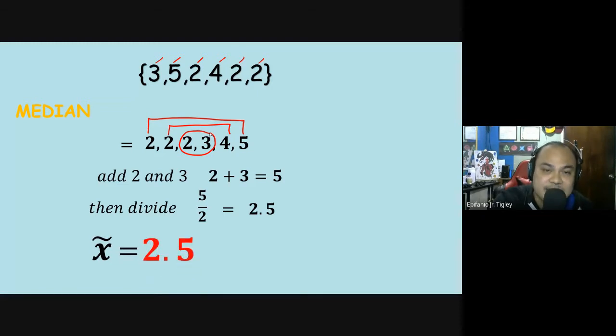There you go. 2.5. And that is our median. So take note, if there is no partner, it's simple. Whatever is in the exact middle is the answer. Sir, what if the last ones are a pair, like what happened in our example here? You add the two: 2 plus 3 divided by 2. 2 plus 3 is 5, divided by 2, that's 2.5. Any questions about the median?